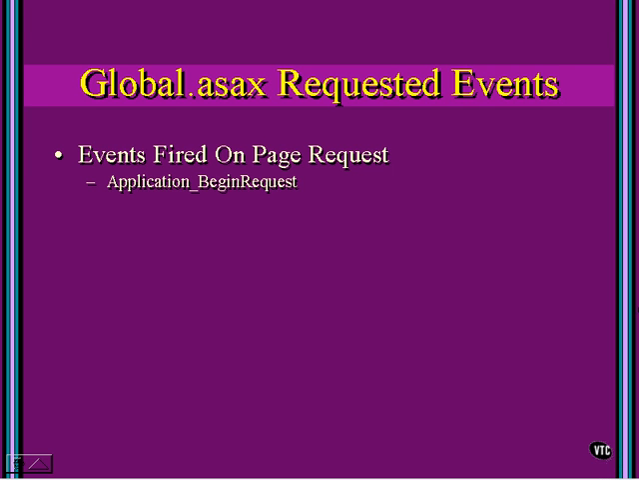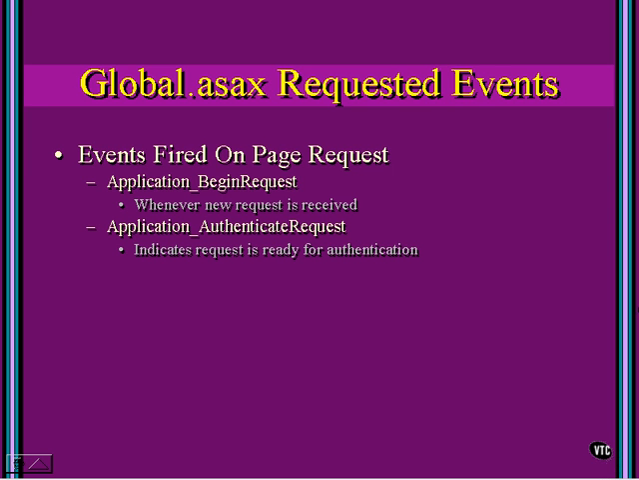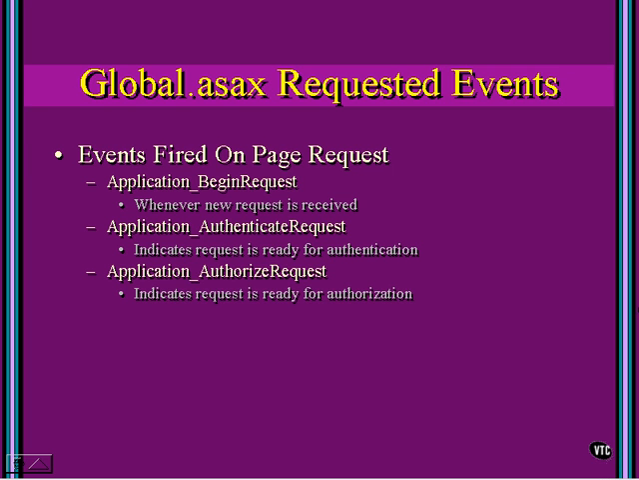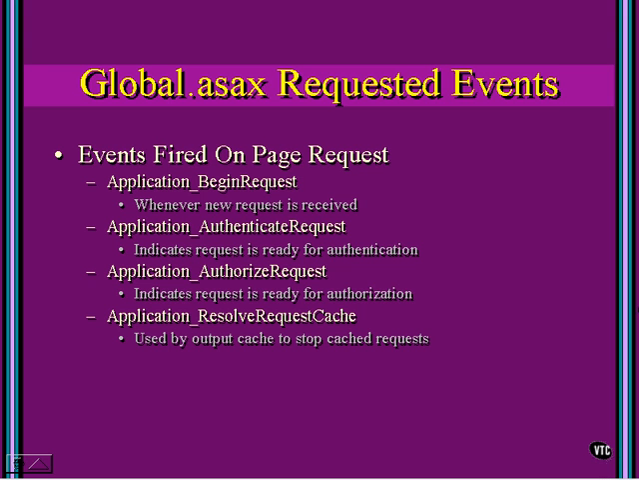Okay, and notice application begin request. Whenever a new request is received, that event's fired. Application authenticate request. This indicates that the request is ready for authentication. Application authorize request. It indicates that the request is ready for authorization. Resolve request cache. It's used by the output cache to stop cached requests. Now, we hadn't talked about the cache yet, but we will later.